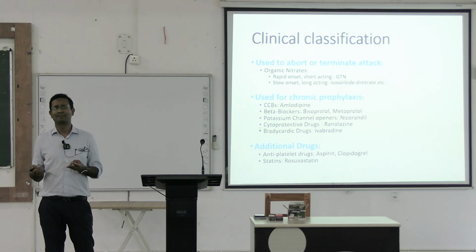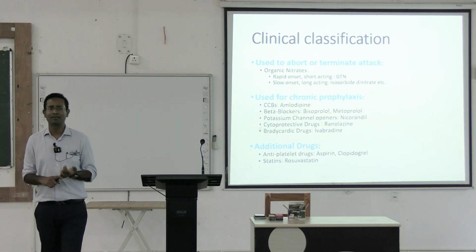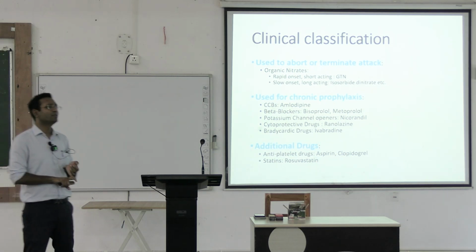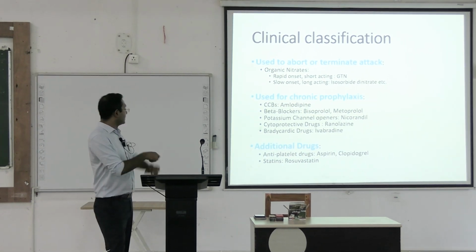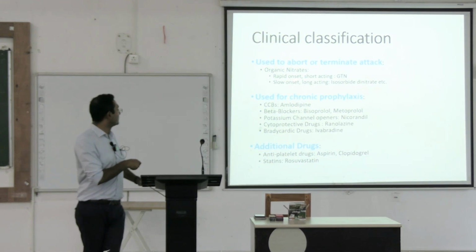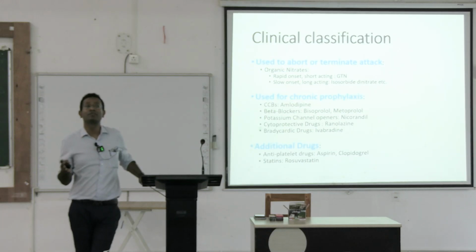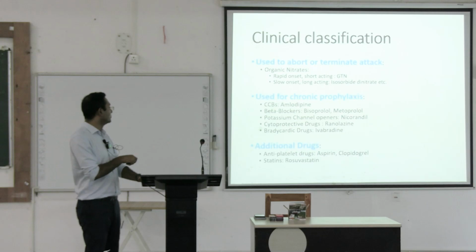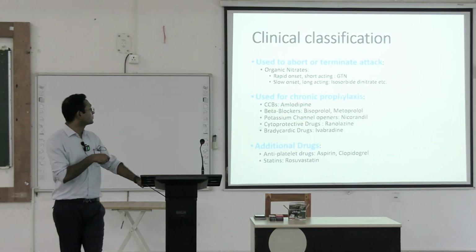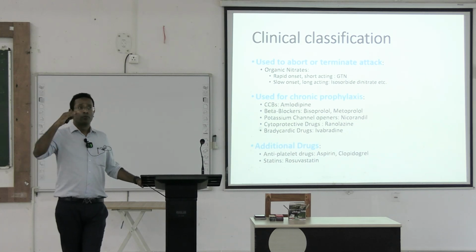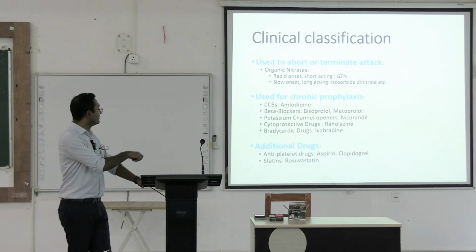Why cardio-selective beta blockers? What will happen if you give alpha? Okay, we'll discuss this in the slides on beta blockers. Beta blockers, especially cardio-selective ones like metoprolol, bisoprolol, atenolol, are used. Potassium channel openers like nicorandil, cytoprotective drugs like ranolazine, and a bradycardic drug which reduces the heart rate, ivabradine.